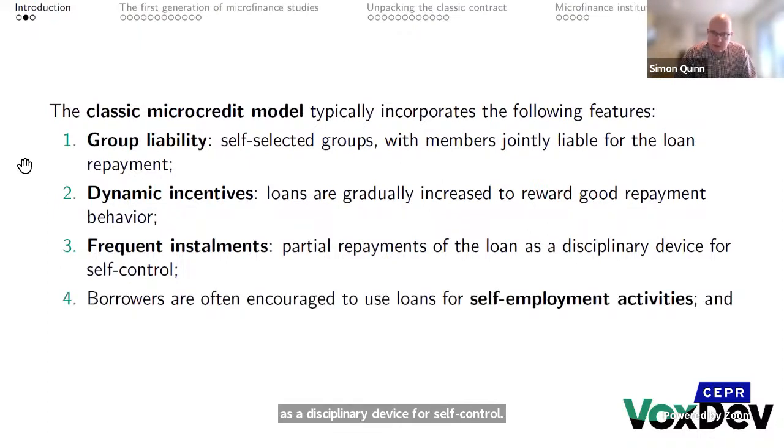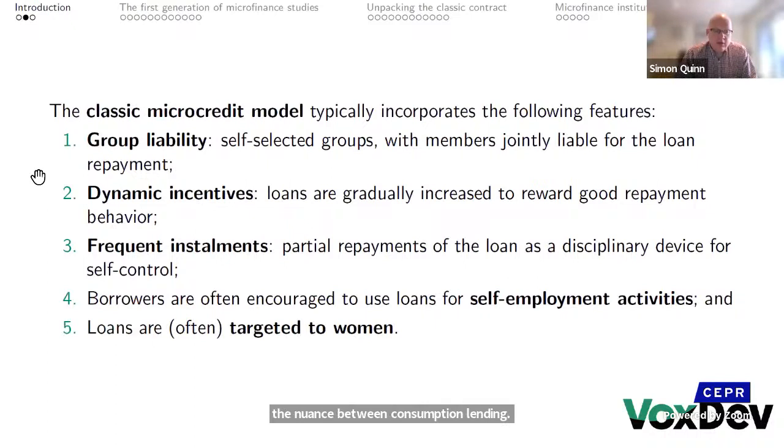In many cases, although certainly not all, borrowers are encouraged to use loans for self-employment activities. This is something we'll come back to as we talk about the nuance between consumption lending and investment lending. And finally, loans are often, although certainly not always, targeted to women.